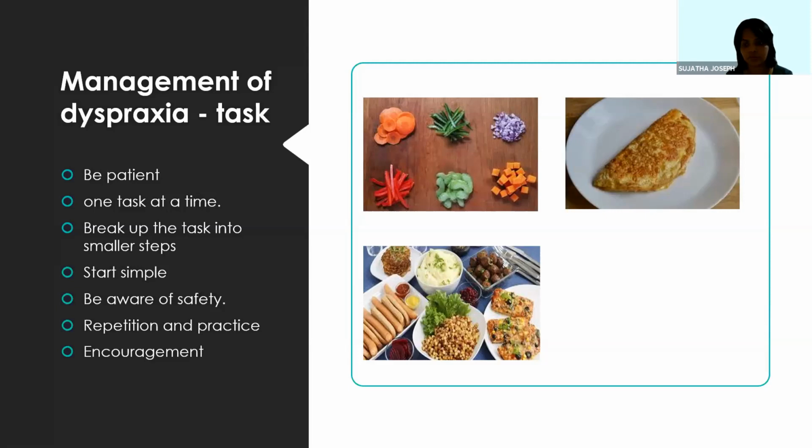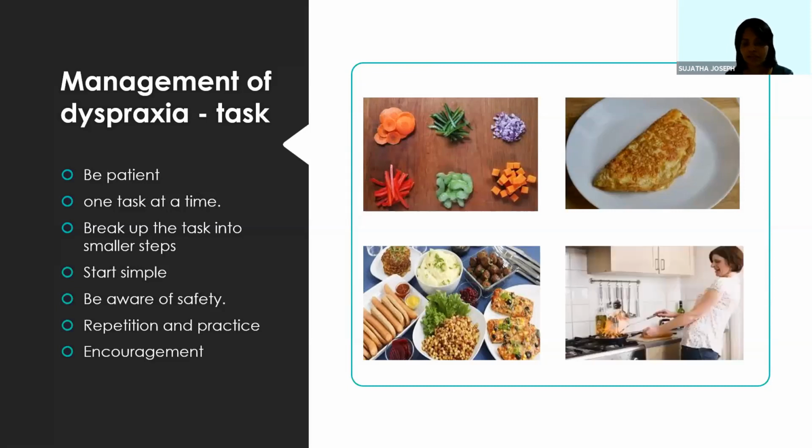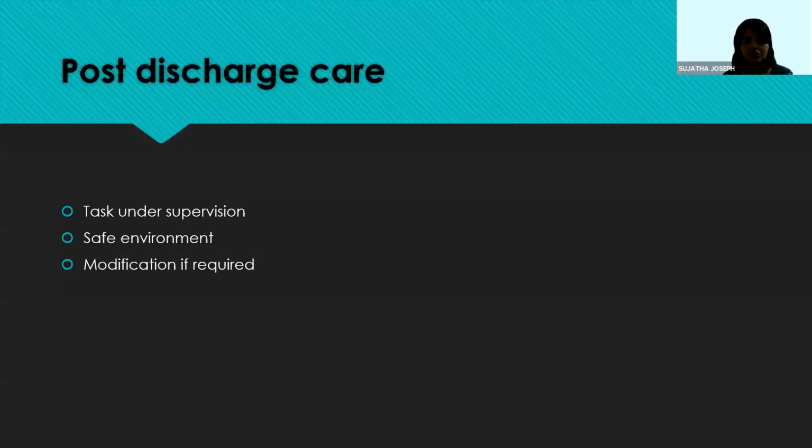The final goal is to make sure that the patient is safely doing any task. Encouraging at every stage when the patient does correctly, appreciating what the patient has rightly done, will help the patient to achieve the goal. And it's very important to make sure that the patient is safe, the environment is safe, and the safety of others as well. So, what is the post-discharge care needed for this patient?